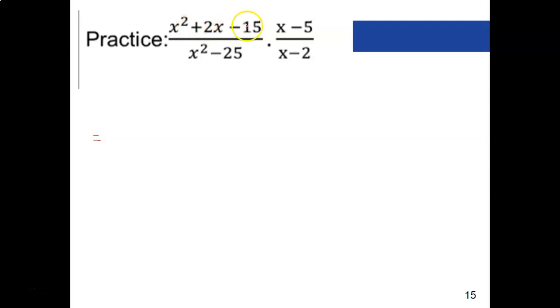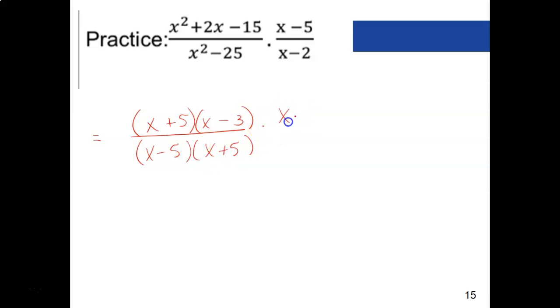Okay, on this one we want to factor. We need the factors of 15 that subtract to give us 2. So we'll have 3 and 5. We need the 5 to be positive so that we end up with a positive 2x when we FOIL it back out. The bottom, we've got a difference of perfect squares, so we'll have x minus 5 and x plus 5. Here we have an x minus 5, and here we have an x minus 2.